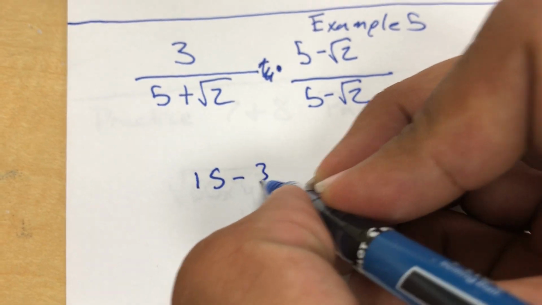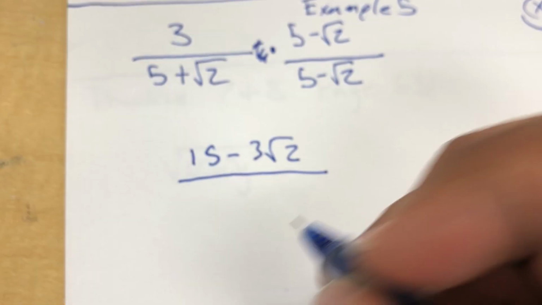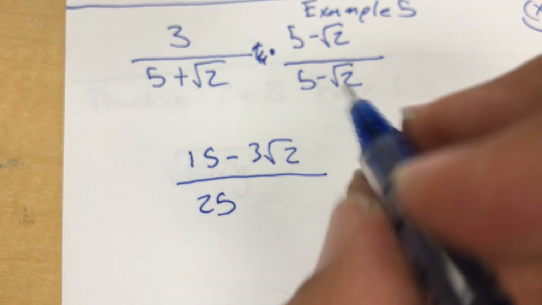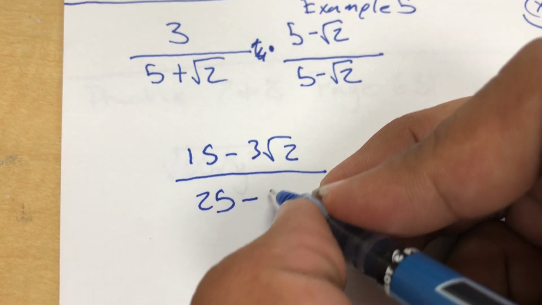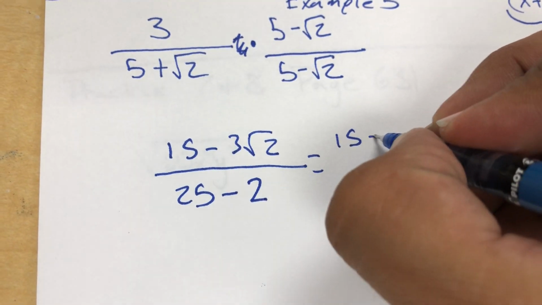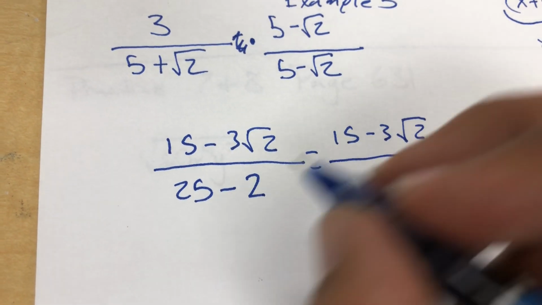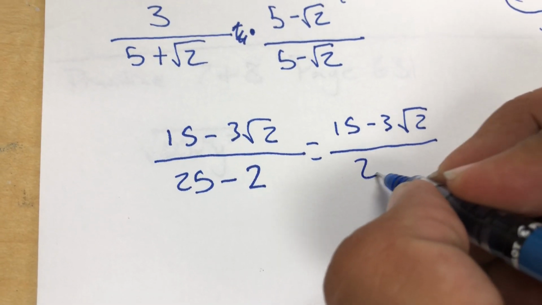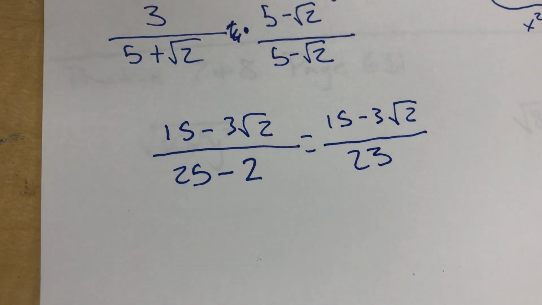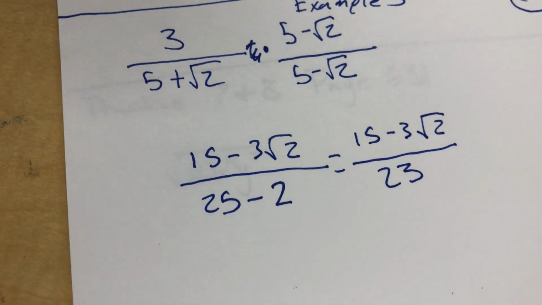15 minus 3 square root of 2 divided by the first number squared minus the second number squared, which gives us just 2. So it is 15 minus 3 square root of 2 divided by 25 minus 2 gives us 23. And that's it. We used the conjugate to solve that problem.